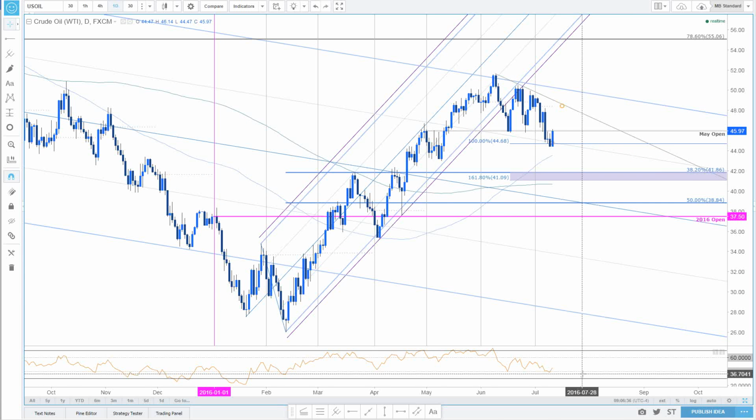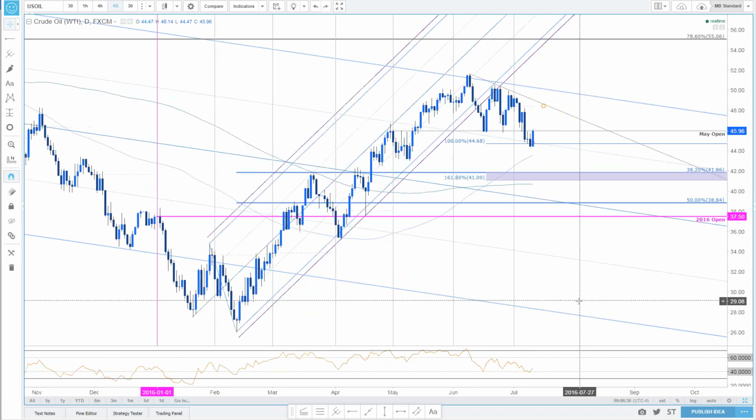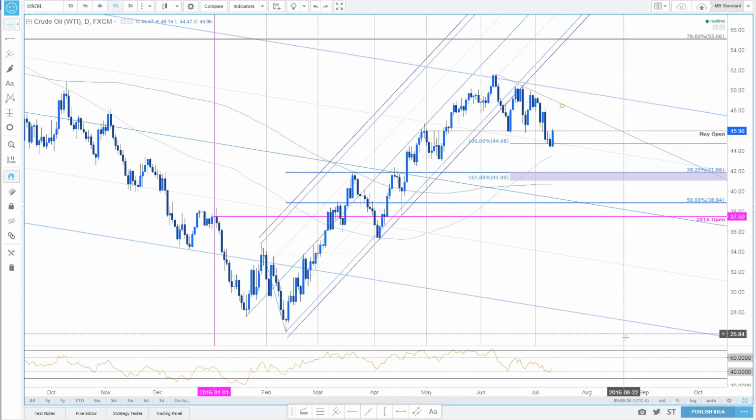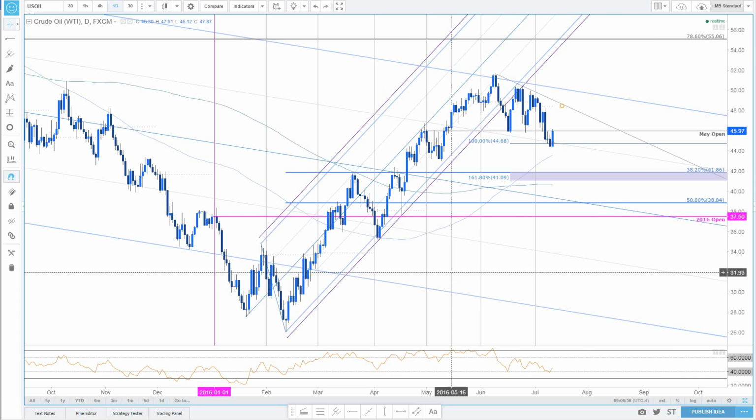But if we do see a break above 45.99, 46 essentially, guys, expect a little bit more of a recovery. You see momentum has continued to hold 40 as support on a daily basis. It does suggest that the immediate downside pressure may be waning. So keep your eye on that crude trade.